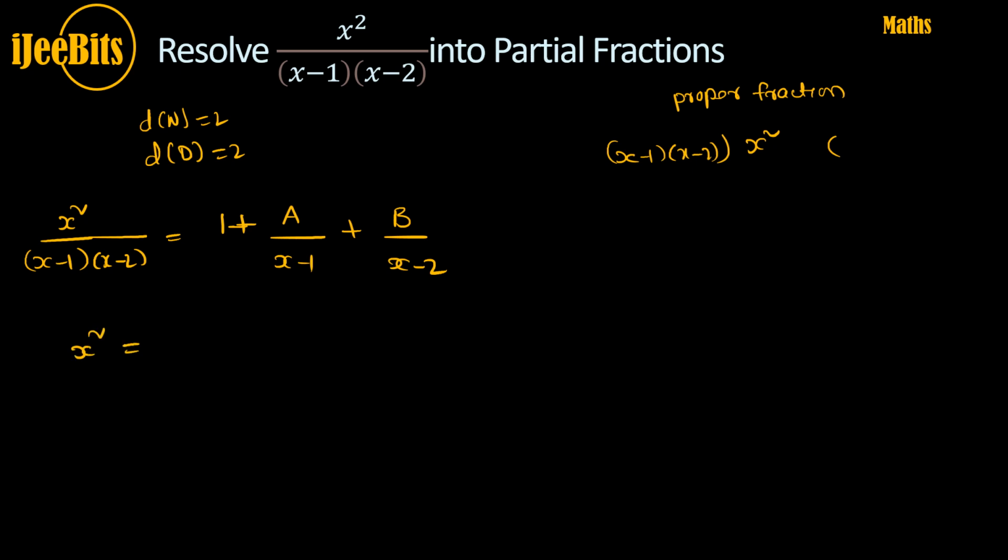x squared equals 1 times x minus 1 times x minus 2 plus a times x minus 2, plus b times x minus 1, right? Now you can either substitute x with some arbitrary value to nullify given terms, or you can compare coefficients on either side of this equation to determine constants a and b. Once you calculate a and b, you can plug them back into this equation, and then this would be your partial fraction for the given fraction. In this case, this is not a proper fraction, but you can convert it into a proper fraction, okay. You got the point? Very nice.